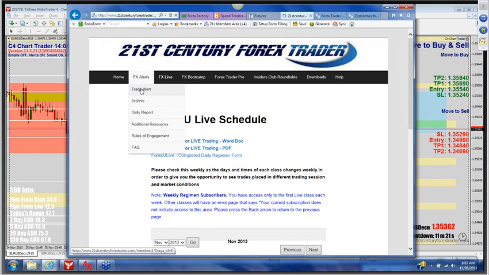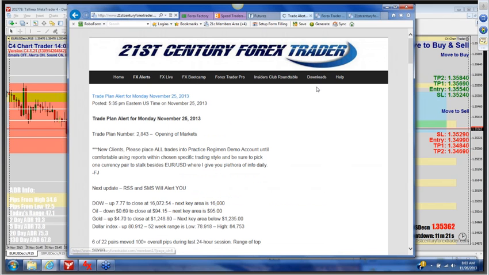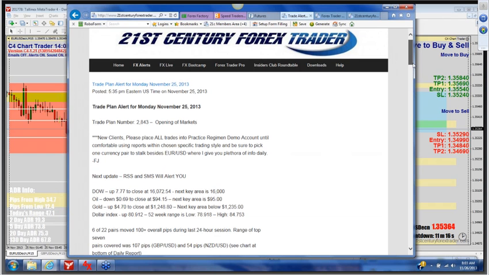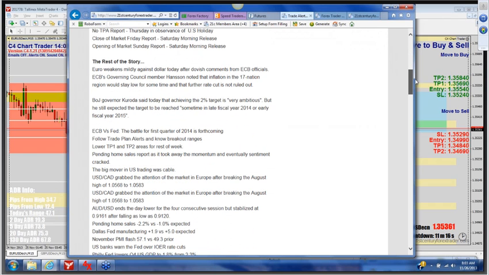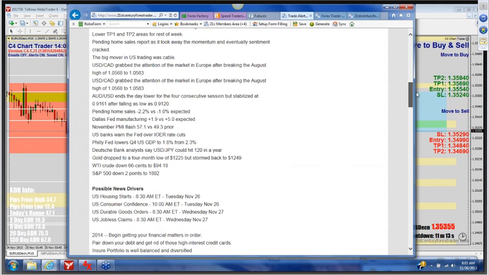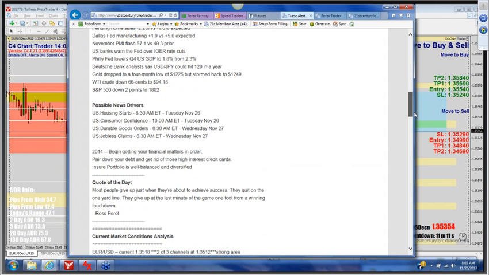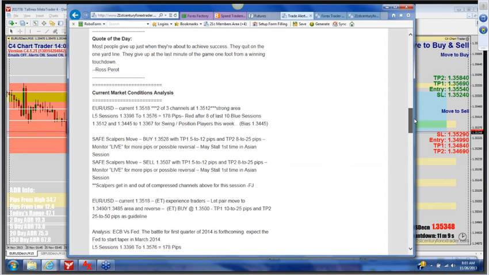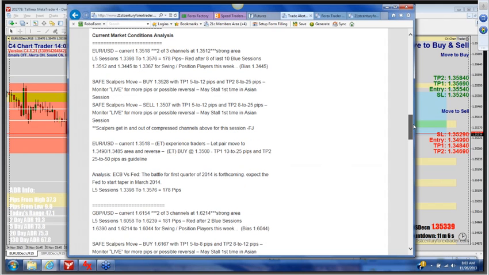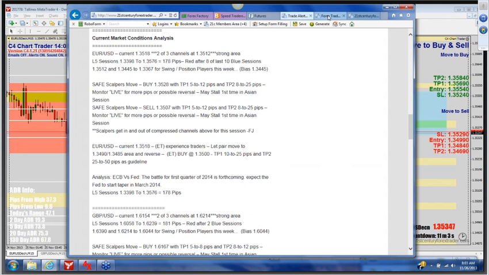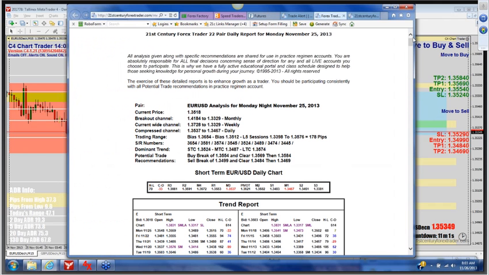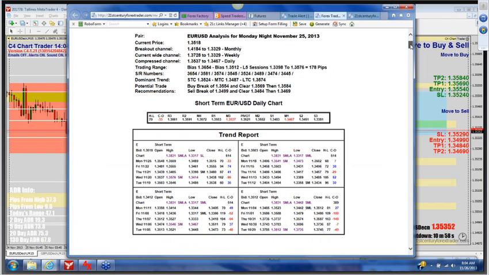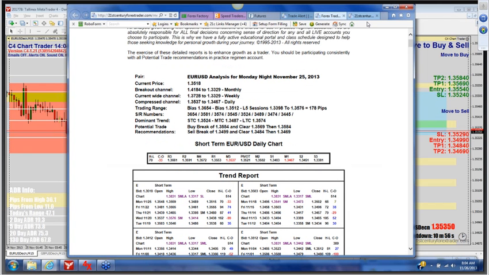We have our Trade Alert from Forex Joe, which comes out every single day. This is Forex Joe's market summary. He goes through and analyzes the market, gives us a market summary, tells us about what he's seen and what to expect for the week or for the day, and then gives you some potential trades to take. So that should be open. We have our daily report open, which covers 22 currency pairs, shows us our channel information, support resistance levels, trend information, all that good stuff.